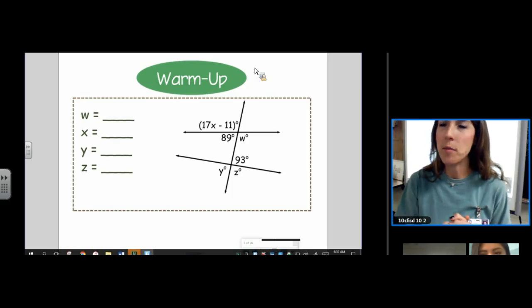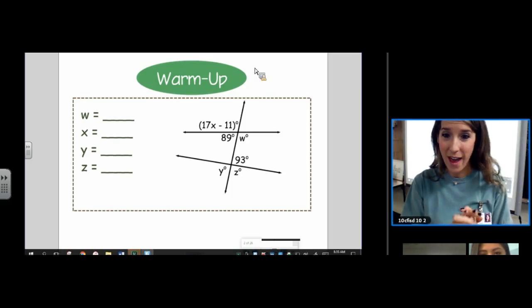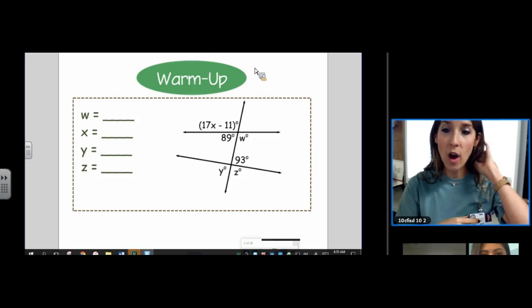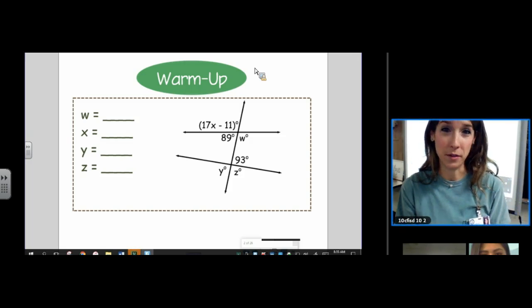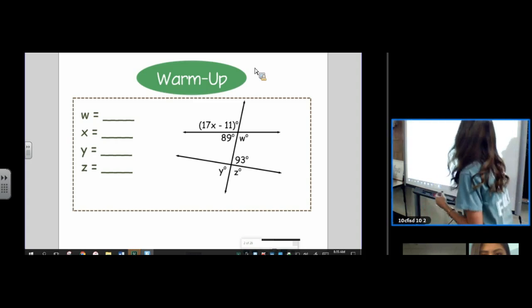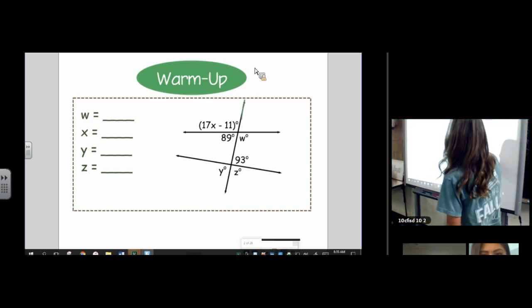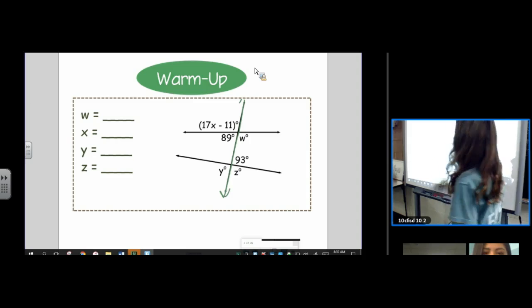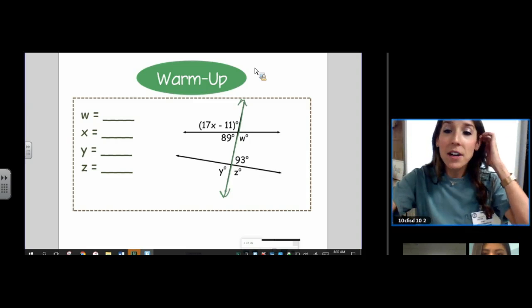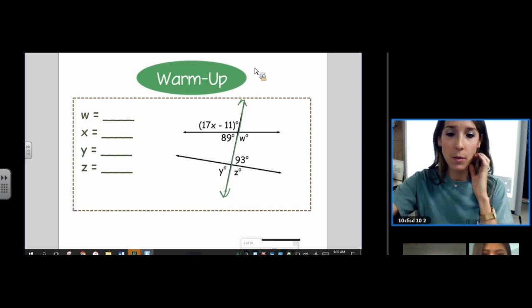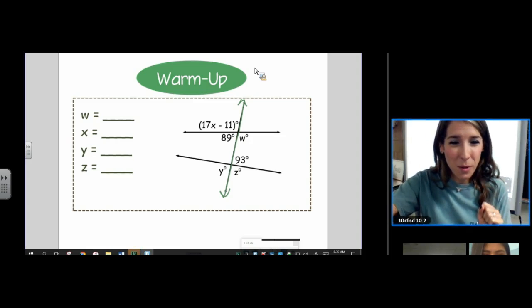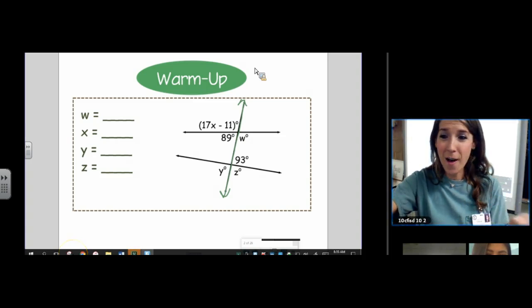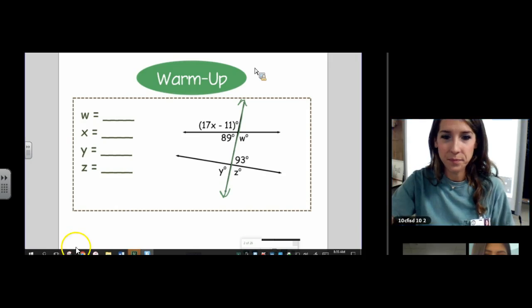So as our warm-up, when we're about to learn brand new vocab today, we're going to review what we already know. Today we're going to be talking about transversals. A transversal is a line that intersects two or more lines in the same plane. I want to show you that a lot of the angles that we're going to learn about today, you already know how to solve them using theorems from last unit. So let's do this warm-up and show how much you already know about this unit.